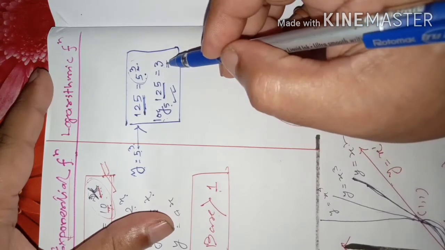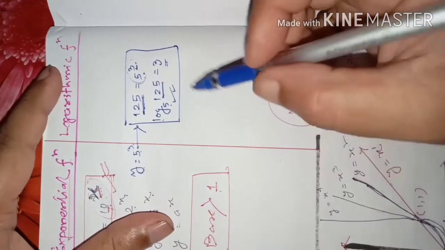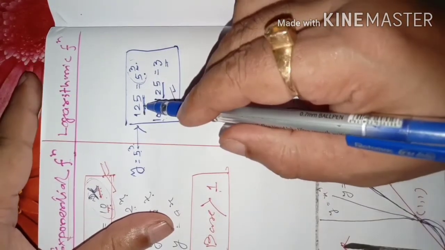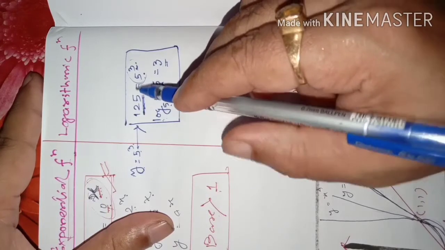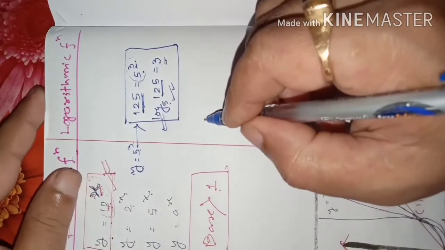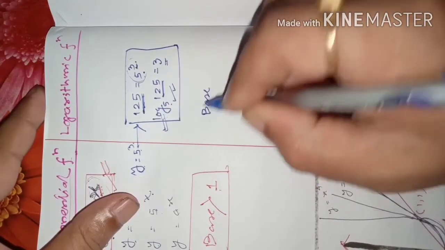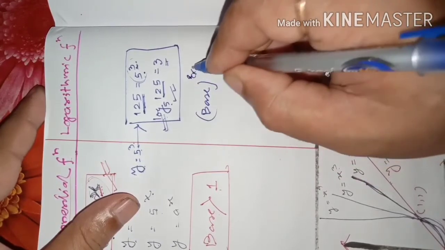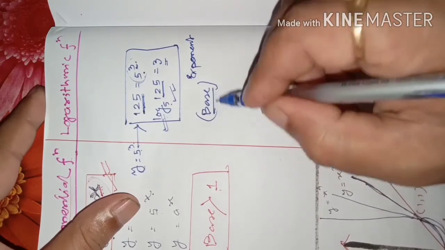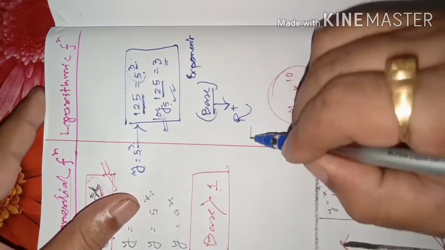Such a function, but this is only for positive numbers. This expression is only for positive numbers. That means any value you take for the positive base, say if it is base to the power of exponent, here the base is always a positive real number, okay.